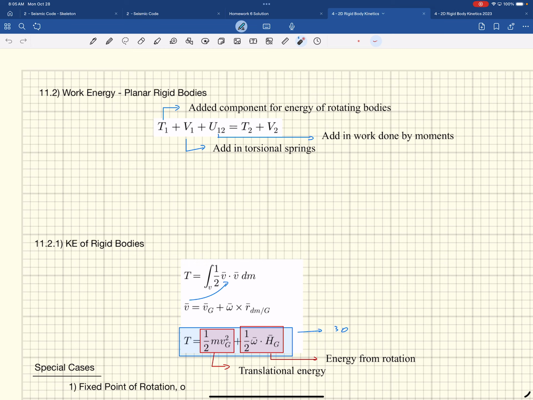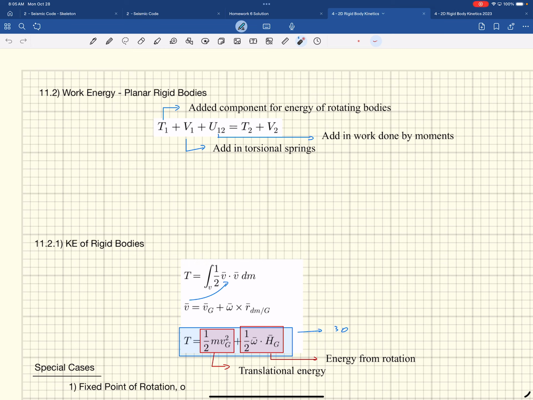All right, so work energy, right? Same equations, same procedure, same everything as we did for particles. So if you got particles, this should come pretty easy to you, okay? The only thing that we've added is an additional component.